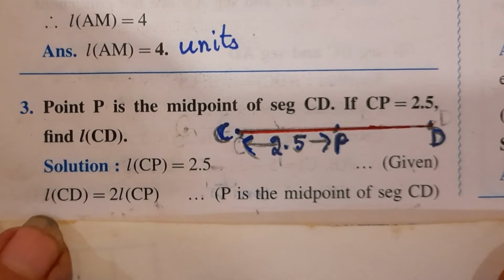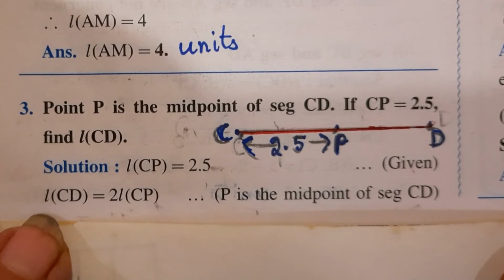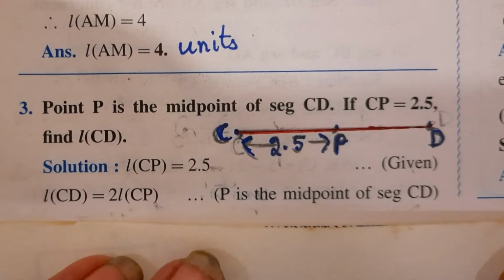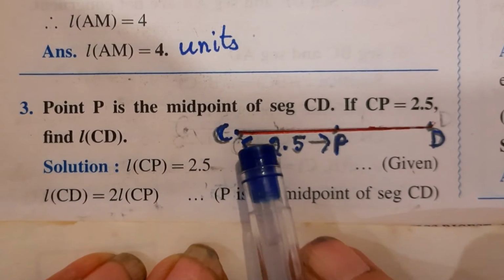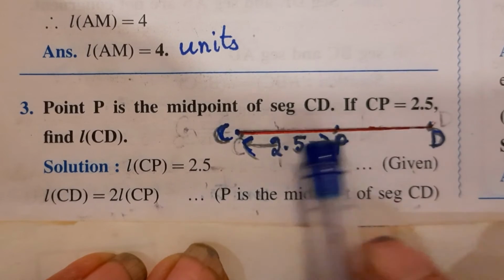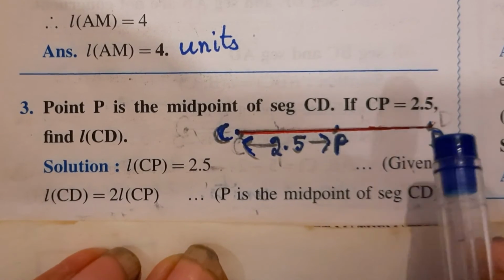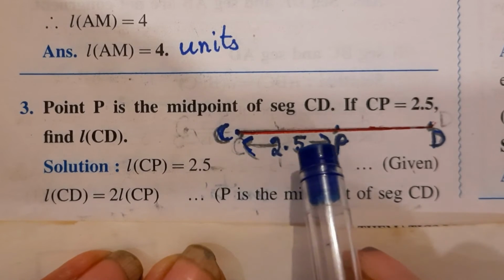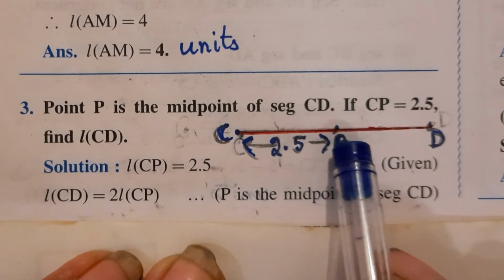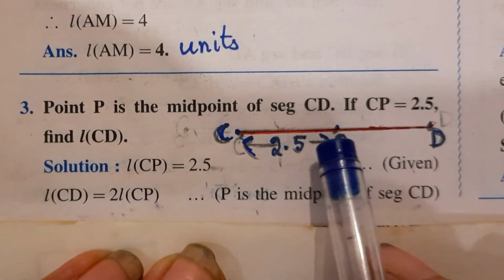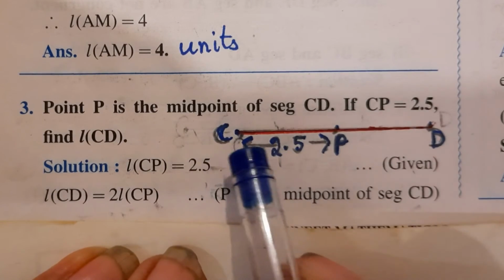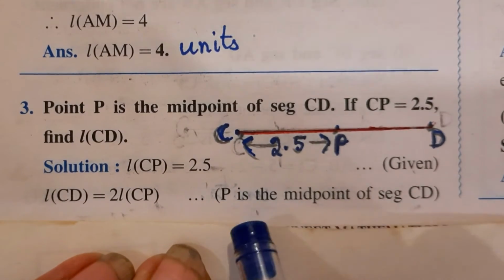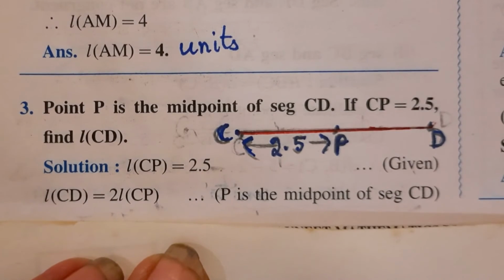Let us see sum number 3. Again point P is a midpoint of segment CD. If you use the same concept of the midpoint, now we are told CP is 2.5 and we have to find the full length of segment CD. Now if length CP is 2.5, the remaining part PD will also be 2.5 because P is a midpoint. Therefore you can say full length CD is twice the length of CP because P is a midpoint of segment CD.